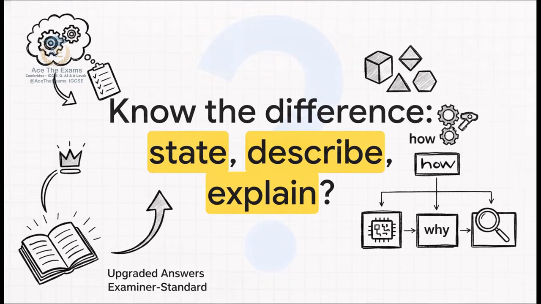So analyze your own weak points, apply this exact framework to your next practice paper, and really ask yourself, are you truly explaining the mechanism or just stating generic facts? State means giving a quick, concise definition. Describe means laying out the features, but explain means showing the actual mechanism, the how and the why.